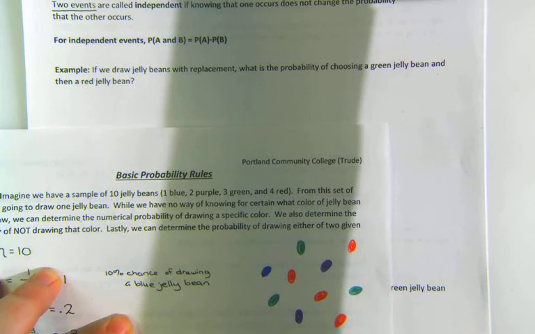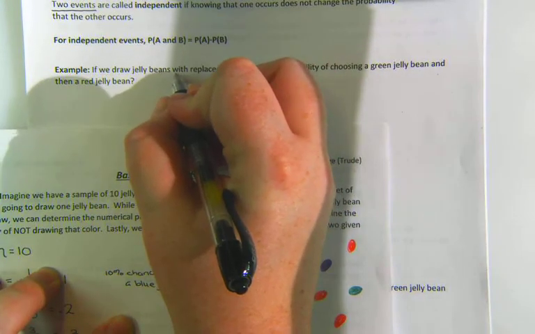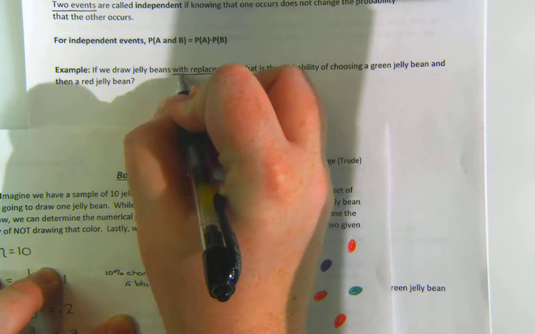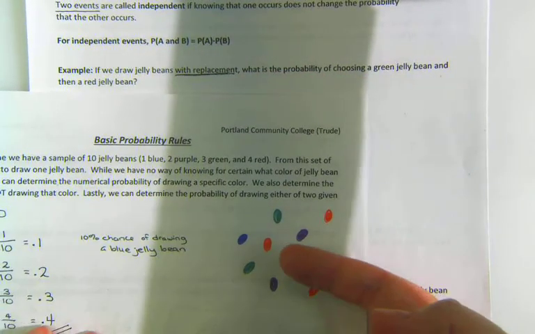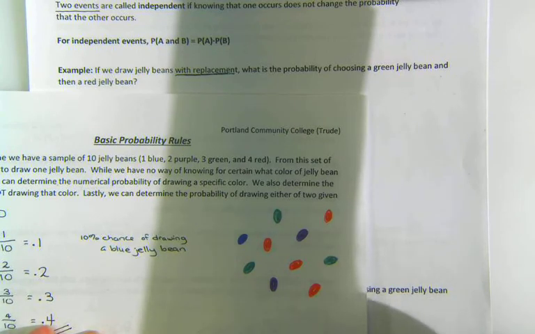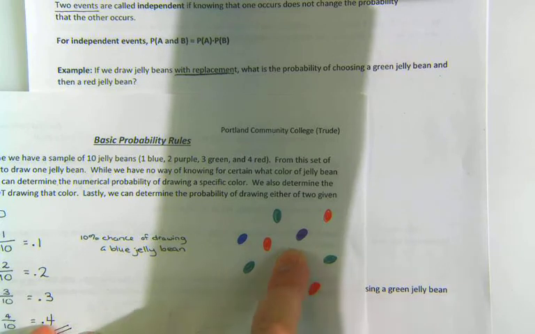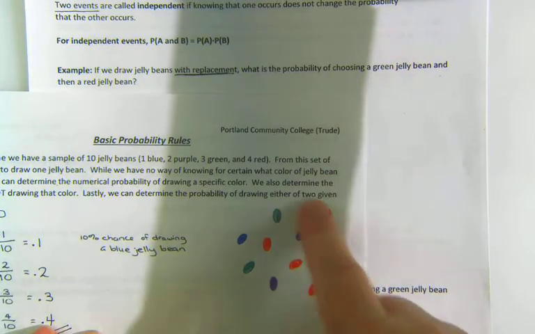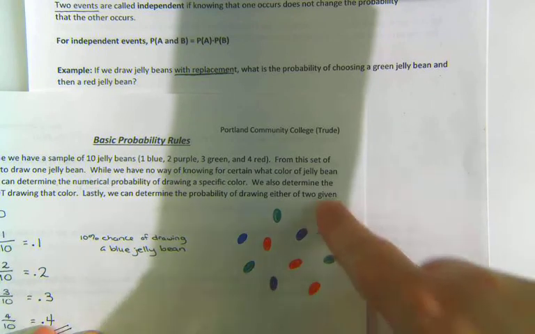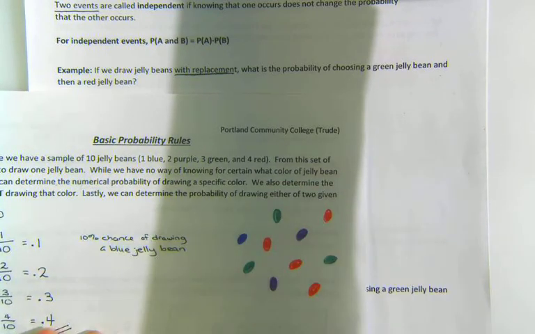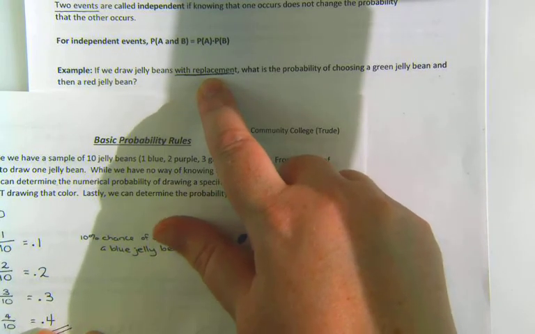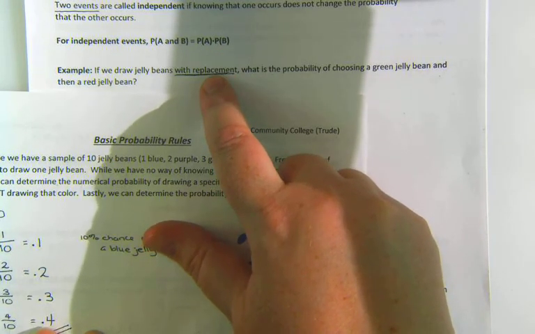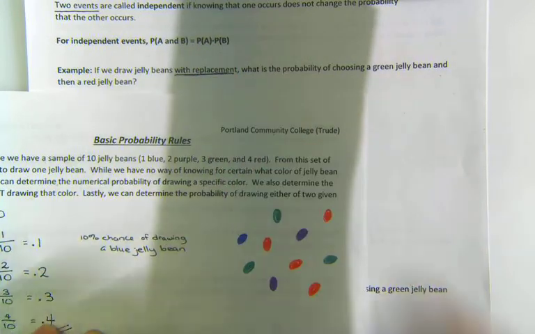And if we draw jelly beans, some wording that we need to put in there is with replacement. What this means to have with replacement is that if I have my jelly beans, I'm going to draw one jelly bean out, and then after I record what color it is, I put it back in the bag. Then when I choose my second jelly bean, the bag is the same. All of the jelly beans, I still have my 1 blue, 2 purple, 3 green, 4 red.